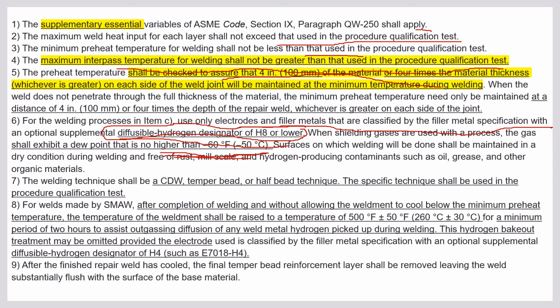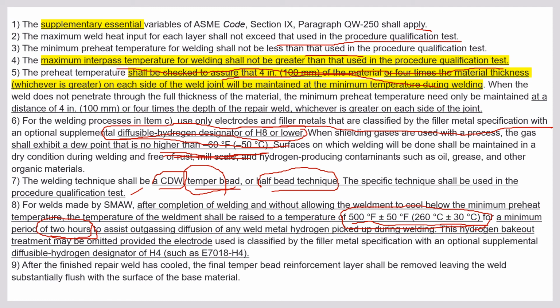The weld techniques such as CDW, controlled deposition welding, temper bead or half bead technique. These are the two techniques as I told you earlier. The specific techniques shall be used in the procedure qualification test. For welds made by SMAW, after completing the welding and without allowing the weldment to cool down below the minimum preheat temperature, the temperature of the weldment shall be raised to 500 degrees F plus minus 50 degrees F. This is another question. For a minimum period of 2 hours.